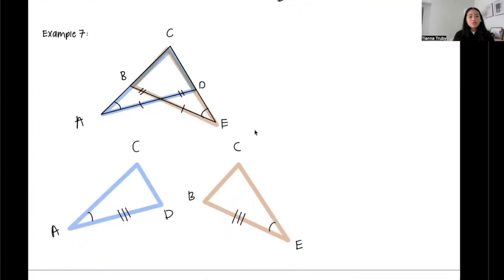The other thing that we know for this type of example, if you notice, there is an overlapping angle at the top. We have this overlapping angle C here, but we know these two are congruent to each other. And these would be congruent through angle, angle, side.